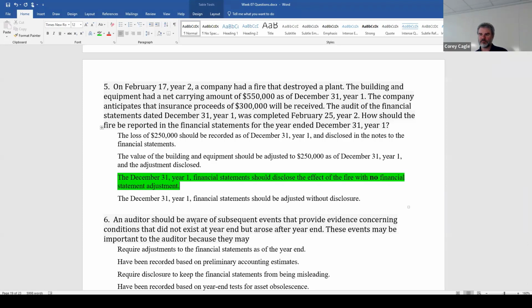So there you go. A, B, and D have us tweaking numbers. We're not needing to do that.